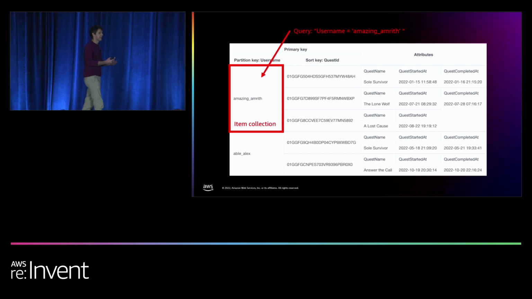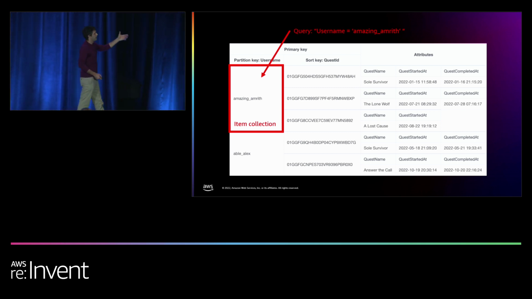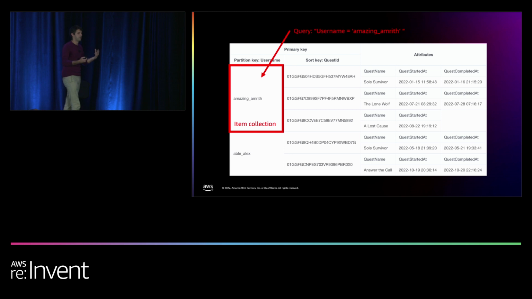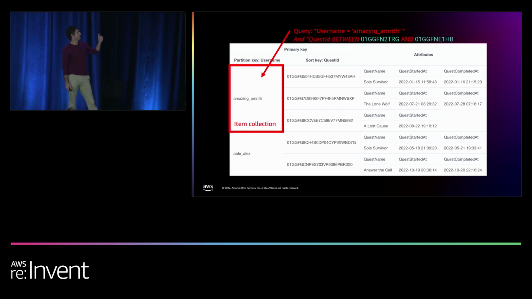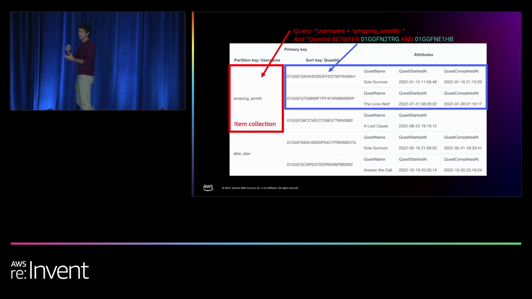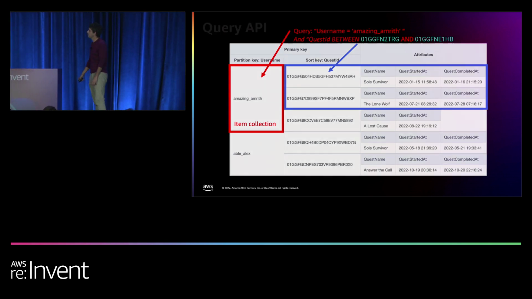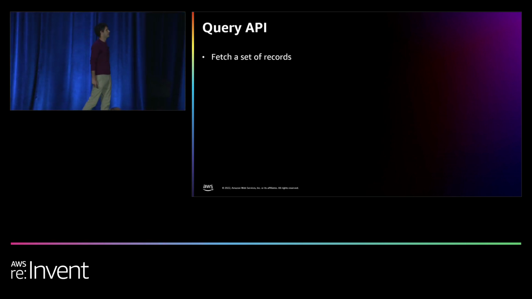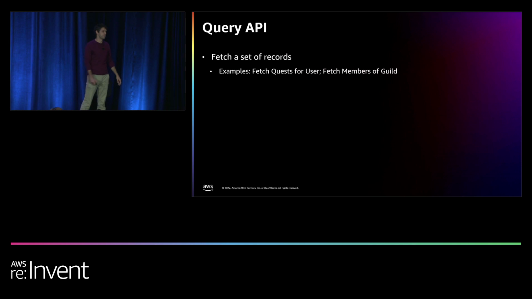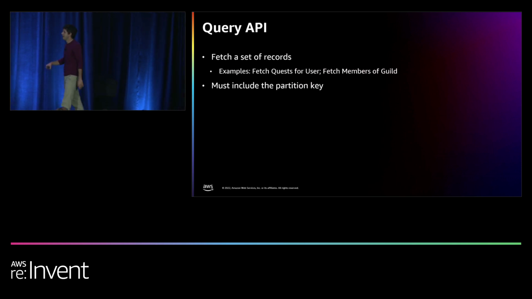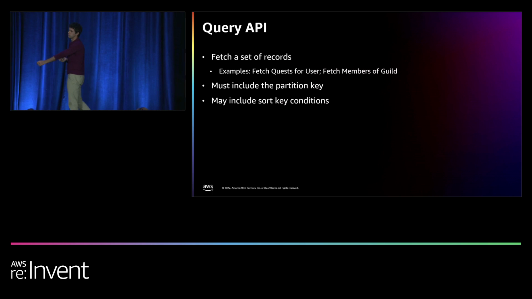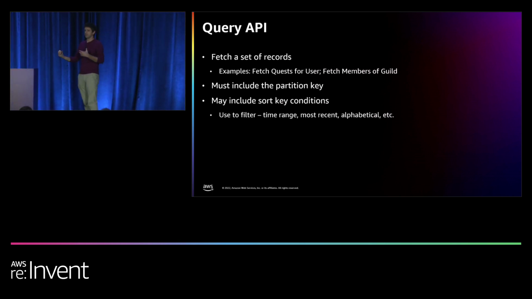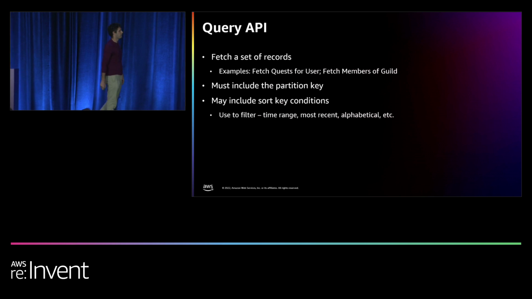And I can use that sort key to actually filter my data. So I can query within an individual partition, but let's say I want to narrow that range to a particular time range. I can add conditions on that sort key and say, hey, when the quest ID is between this time and this time, which is January 1st and August 1st, it'll narrow down, and it's just going to get those records that match that for me. So that query API is going to be really powerful for you. Again, what you're doing is reading a set of records, getting all the quests for a user, fetching all the members for a guild. When you're using that query API, you have to include the partition key, but you can also include those sort key conditions. And that can help you do things like filtering on a time range, getting you the most recent, alphabetical, things like that.